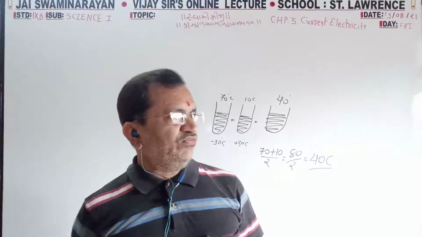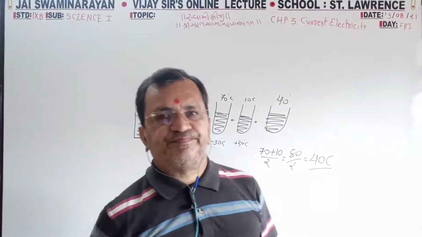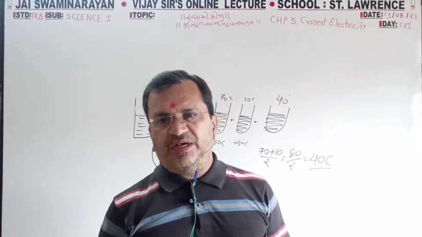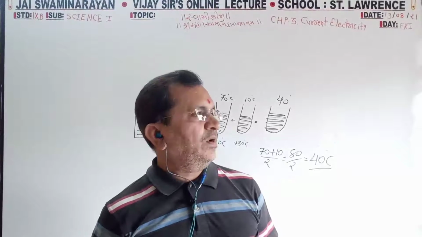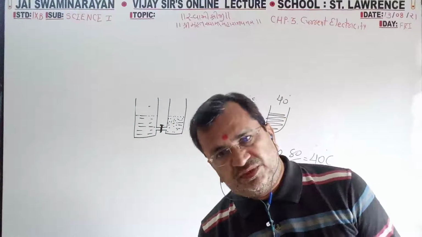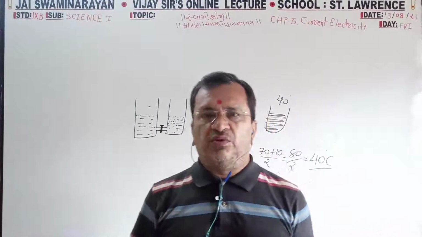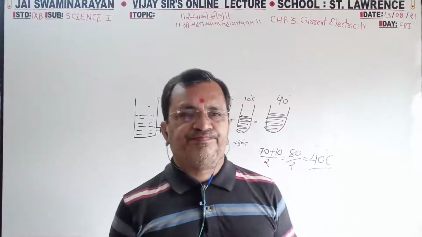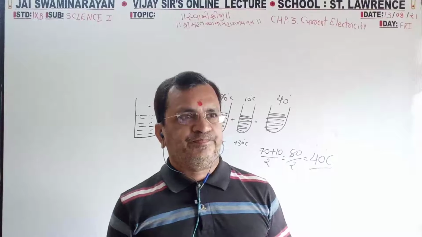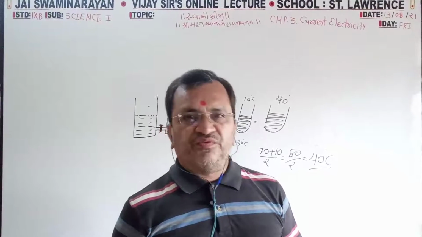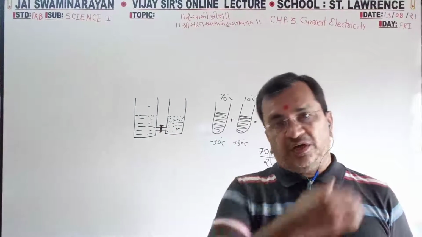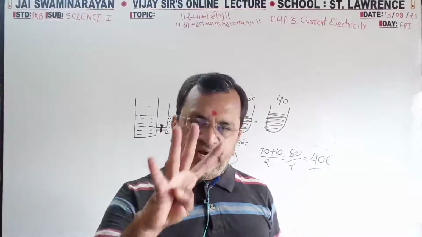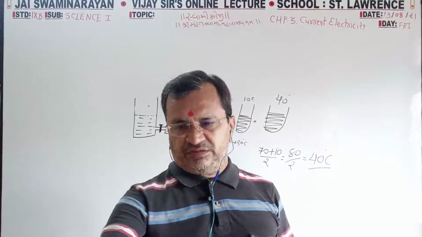First example of flow, water, higher level to lower level. Second example of flow, temperature, from higher level temperature to lower level temperature. Third example, wind, higher pressure to lower pressure. Now come to the fourth point, current.